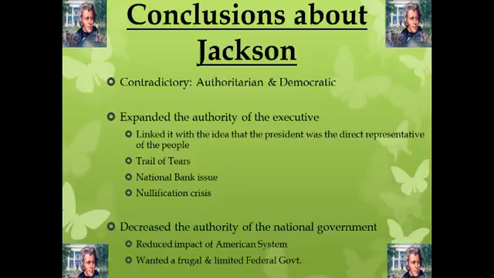Through the Trail of Tears, the National Bank issue, and the nullification crisis, all of these things were issues that Jackson used to expand the authority of the executive, to maintain the security of the Union. He did decrease authority of the national government, though, by reducing the impact of the American system and by proclaiming that he wanted a frugal and limited federal government. So he was a bit contradictory.